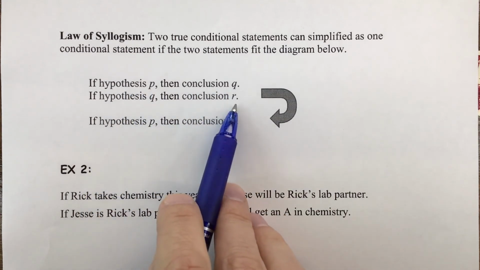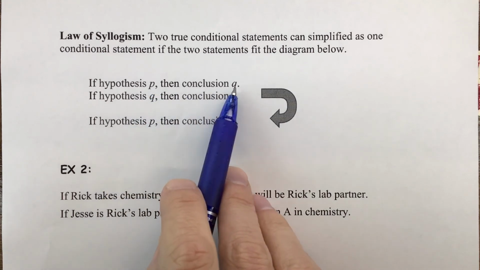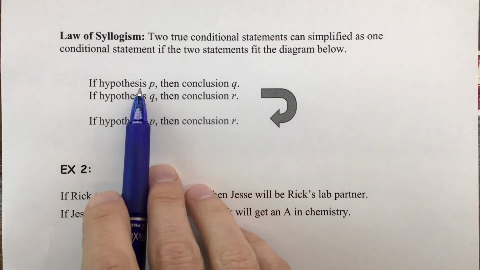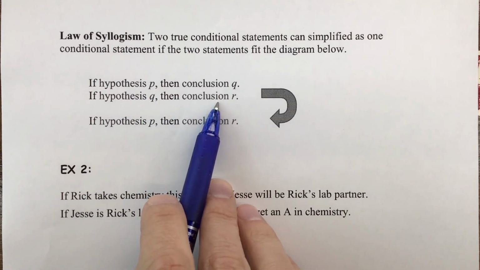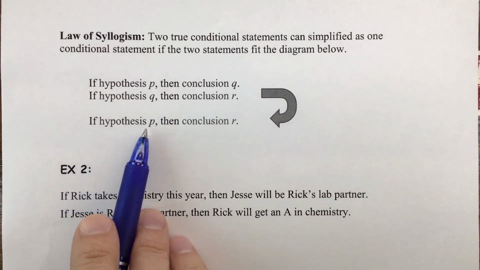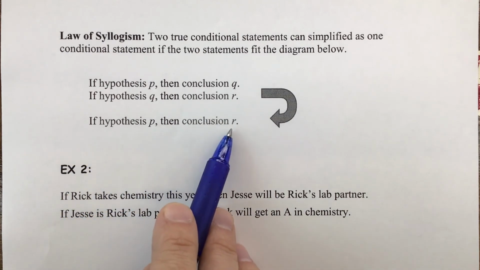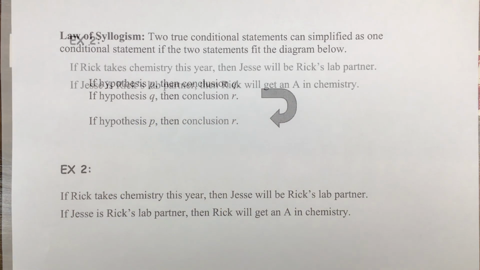Okay, P is going to lead us to Q. Q is going to lead us to R. So if P happens, and we know that Q is going to occur later, and Q becomes R, if P happens, then eventually we're going to get conclusion R. So we could just simplify all of that as one statement and say, if hypothesis P, then conclusion R, and not mention Q at all. Just go ahead and leave it out.